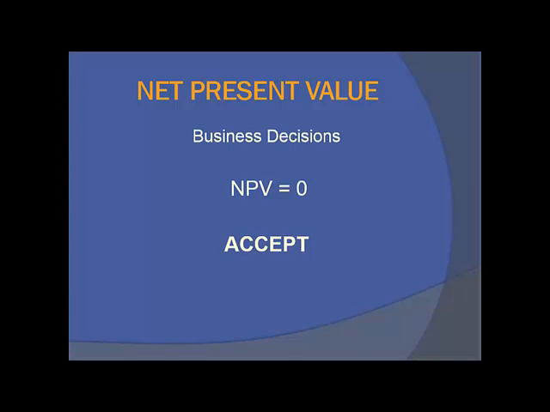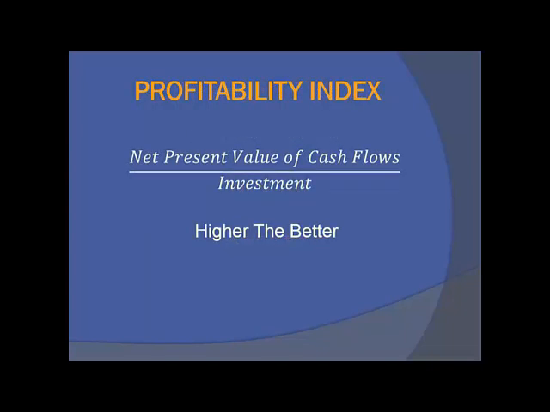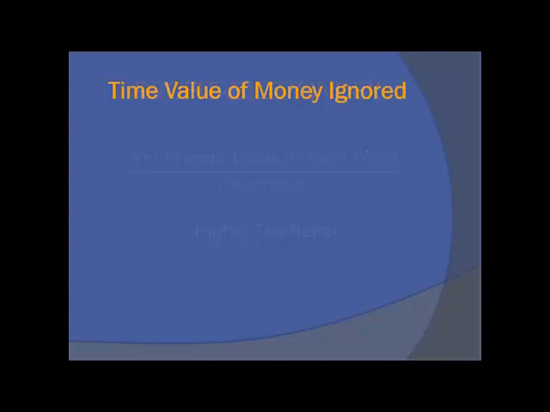Same logic. You want to keep your employees working in the event another project suddenly comes up, so you have the staff available. And in the end, it will cost you less money to keep working on a project with a net present value of zero. So you accept it. Final one, the profitability index. We're looking at the net present value of cash flows divided by your investment. And of course, the higher is better.